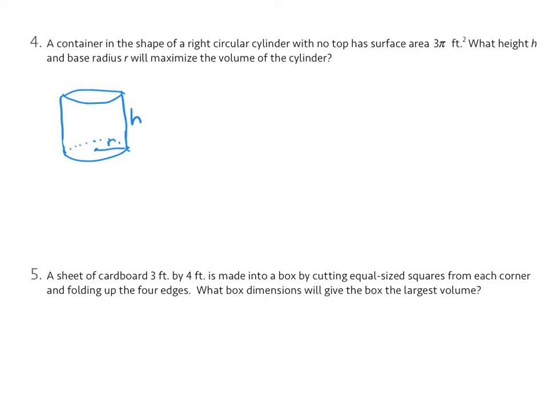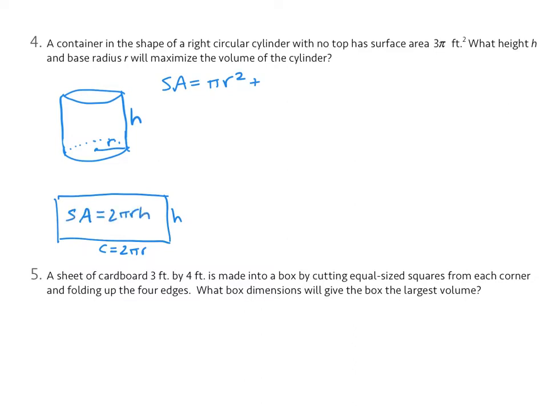Well, we know the surface area of it, and if you remember, the surface area is pi r squared, the area of the bottom circle, plus the area of the sides. Now the sides can be unfolded to make a rectangle. The circumference of the bottom circle is going to be the bottom length of this rectangle. So that would be 2 pi r, and then the height is h. So the surface area of the sides is 2 pi r h. I'll put that up here.